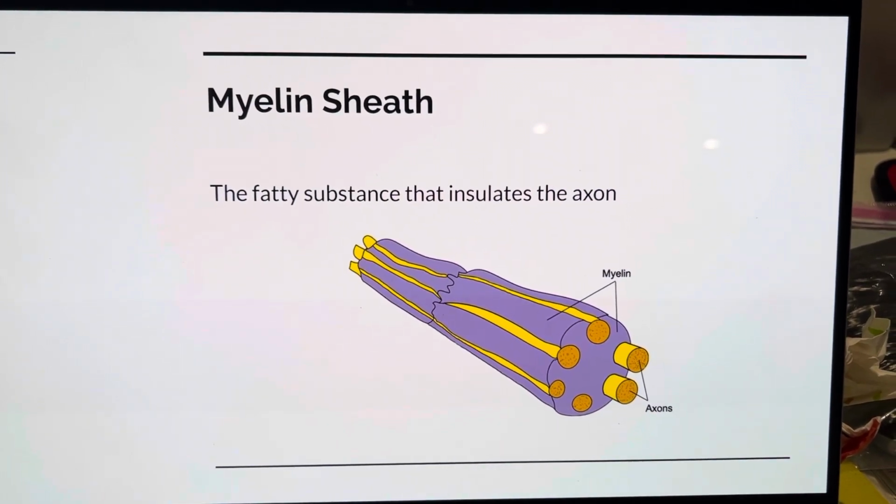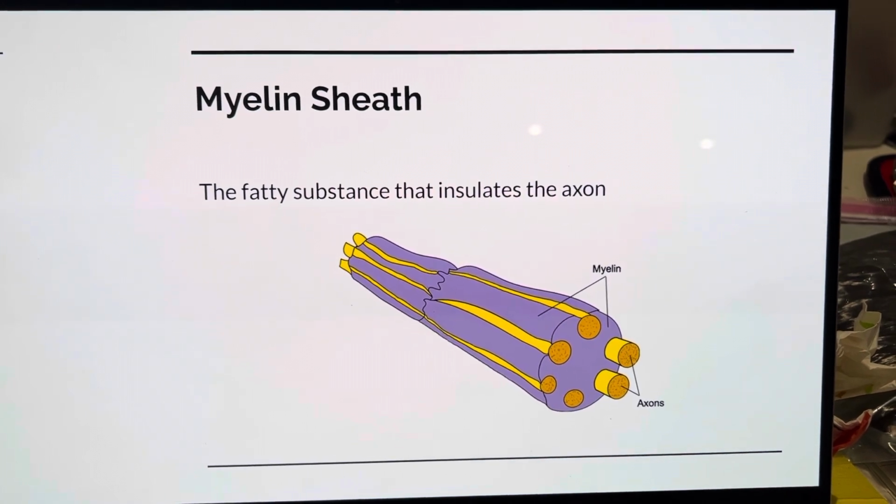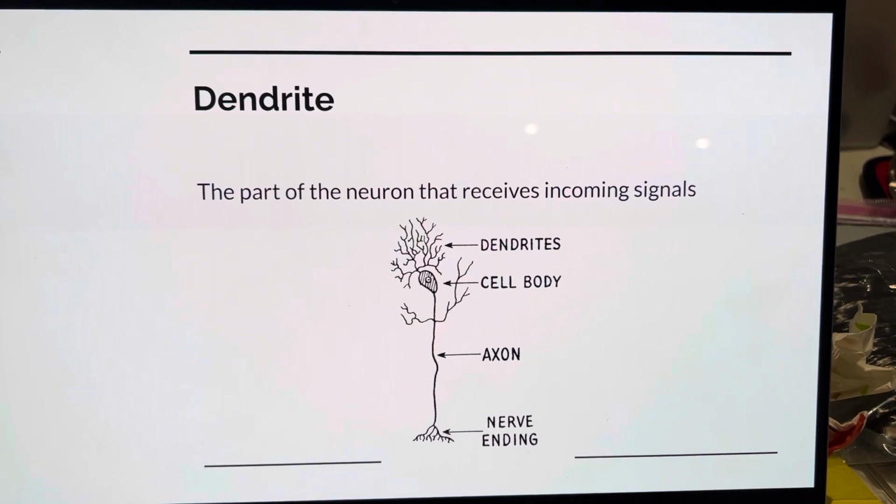Then we have the myelin sheath, which is the fatty substance that insulates the axon. So it's that long little stem that connects the cell body to the nerve ending.